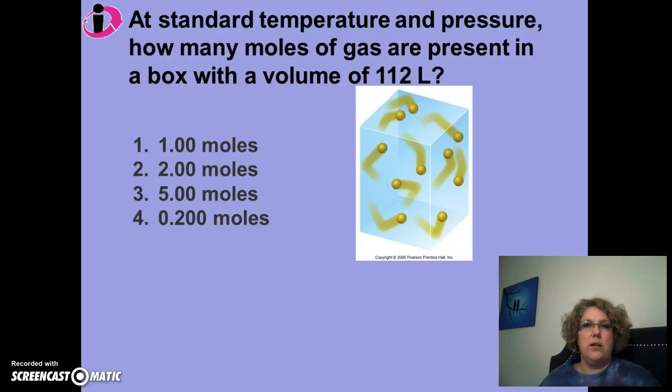At standard temperature and pressure, so at STP, how many moles of gas are present in a box with a volume of 112 liters? Well, we know a mole of any gas takes up a volume of 22.4 liters. So how many moles are in there if it's that many times greater, if it's 112 liters instead of 22.4?